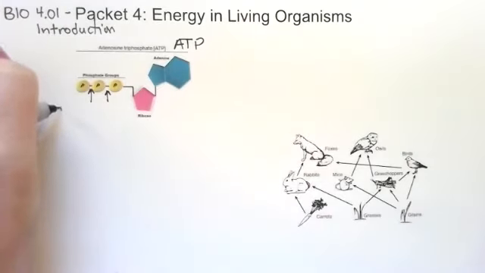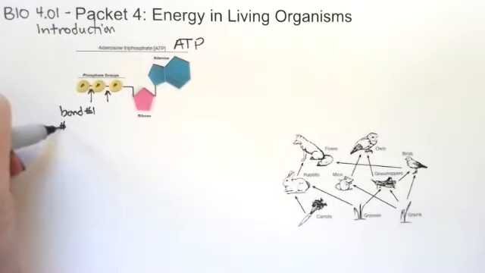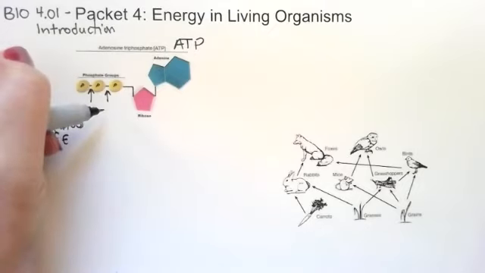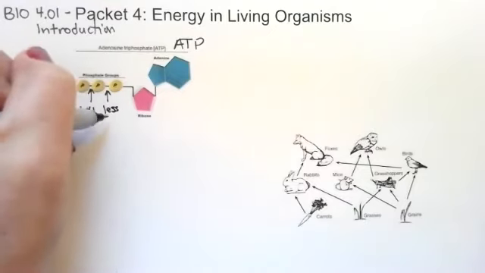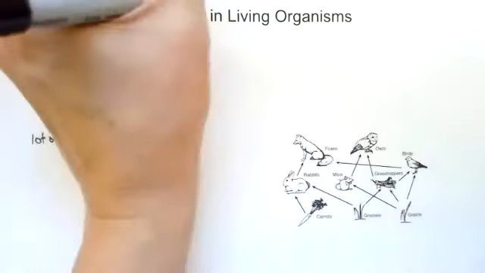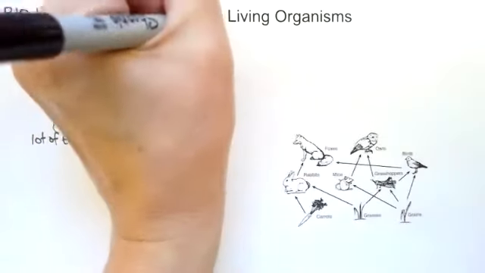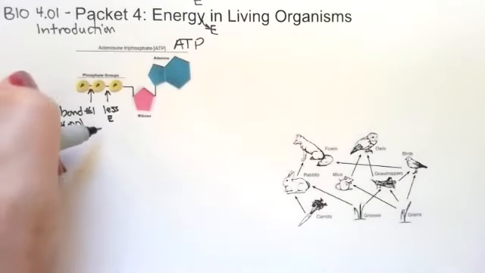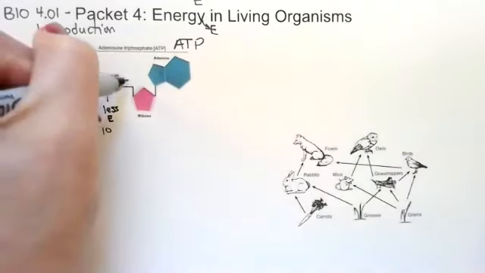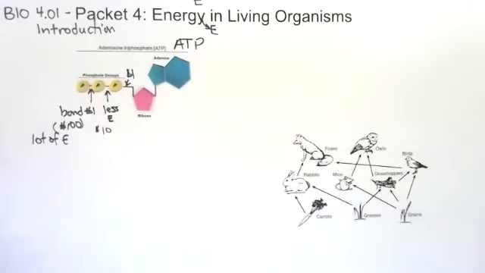So the first bond, bond number 1, we said was like a $100 bill. It's got a lot of energy. The second bond has a little less energy. By the way, the abbreviation for energy is a capital E. And finally, this bond, we said was like a $10. And then we have this bond, and that's like $1. It's not worth much.